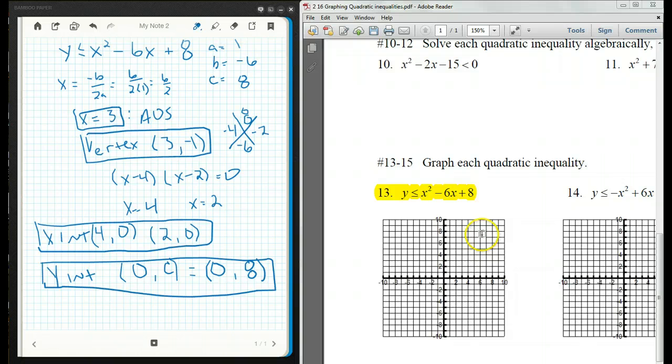It's straight across from our y-intercept, and combined together with the two x-intercepts and the vertex gives us a nice 5 points.